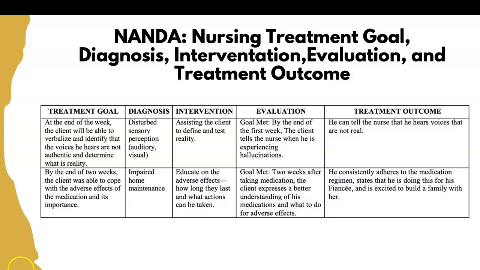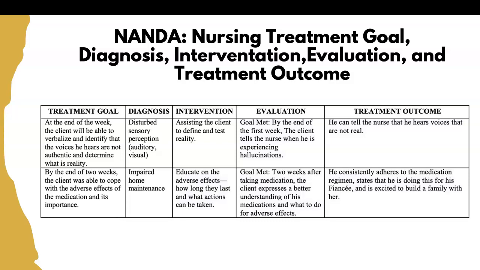The treatment goal of this patient is that at the end of the week, the client will be able to verbalize and identify that the voices he hears are not authentic and determine what is reality. With this, the diagnosis is disturbed sensory perception, including auditory and visual. The intervention would be assisting the client to define and test reality. As an evaluation, it will be goal met. By the end of the first week, the client tells the nurse when he is experiencing hallucination. As a treatment outcome, he can tell the nurse that he hears voices that are not real.